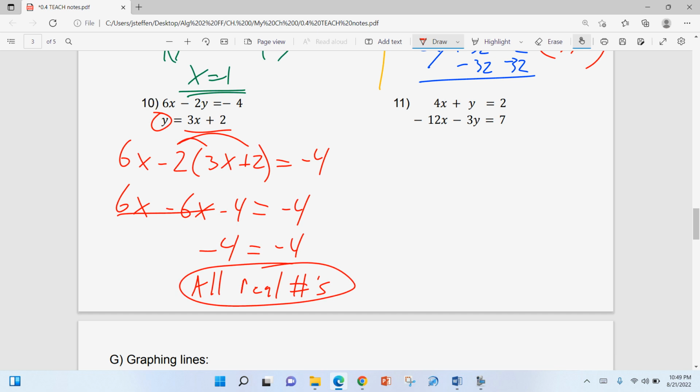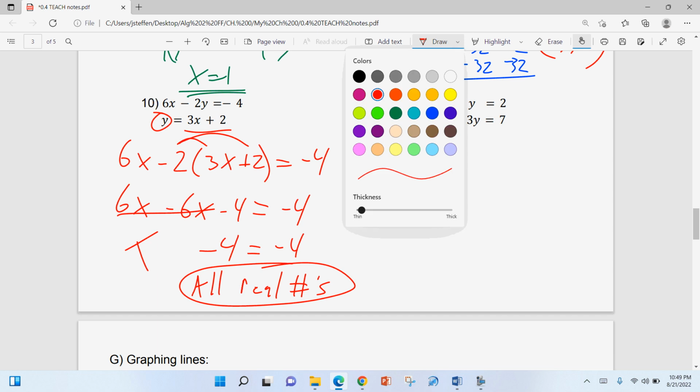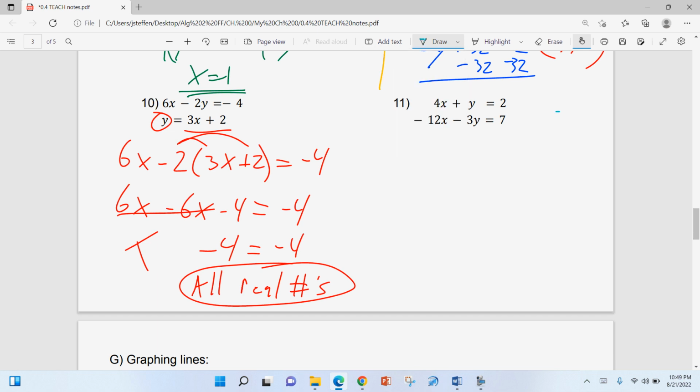So again, anytime all your x's or all your y's cancel and all you're left with is just a couple numbers, then just see if it's true or false. And this one was true. Negative 4 is equal to negative 4. So let's see with this next one. Maybe it's going to be the opposite of that.